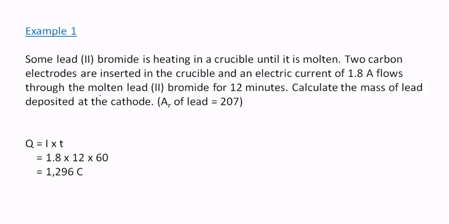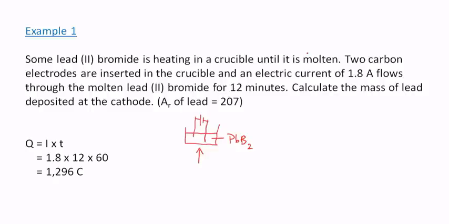Let's look at another example. Some lead-2 bromide is heated in a crucible until it is molten. So if you recall, lead-2 bromide is a solid, and in order for us to electrolyze it, if we have PbBr2, lead-2 bromide, we need to heat the solid so that it becomes molten, so that an electric current can flow through the circuit. Alright.